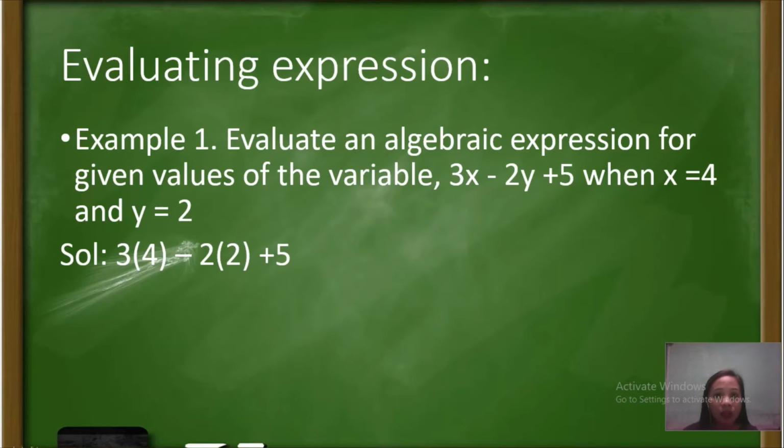3 times the value of x, which is 4, minus 2 times the value of y, that is 2, plus 5. So, simplify. 3 times 4, that is 12, minus 2 times 2, that is 4, and copy the 5. So, 12 minus 4 is 8, plus 5 is equal to 13. Therefore, 3x minus 2y plus 5 when x is equal to 4 and y is equal to 2 is equal to 13.